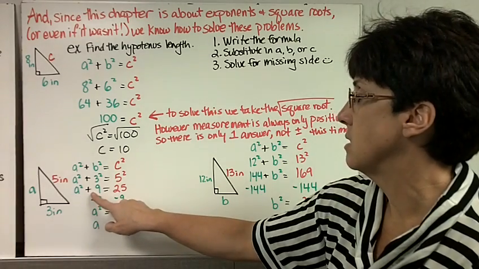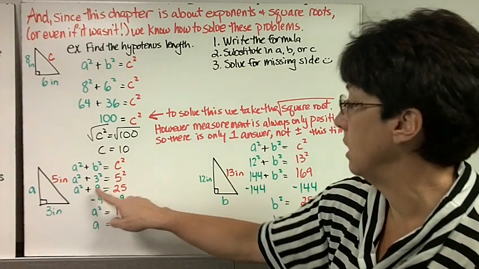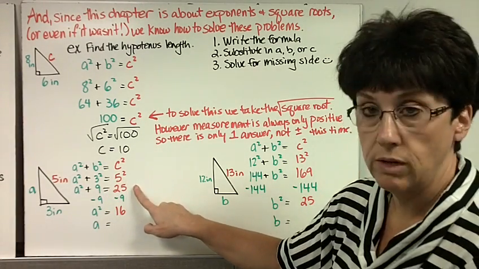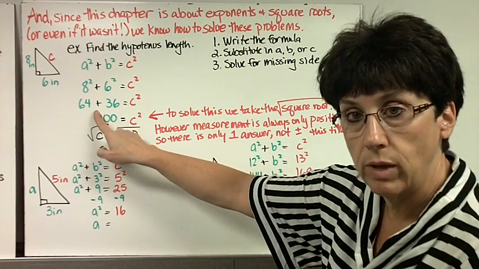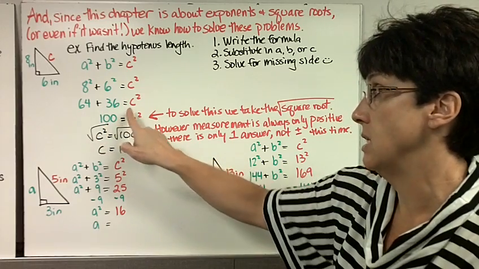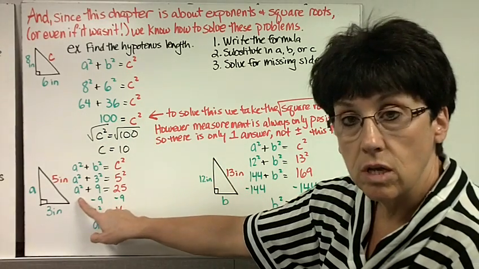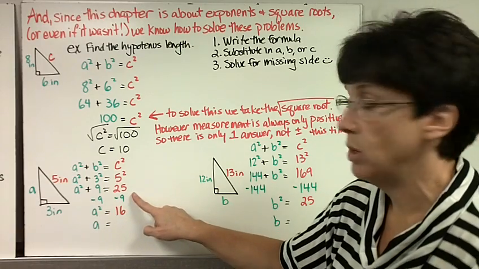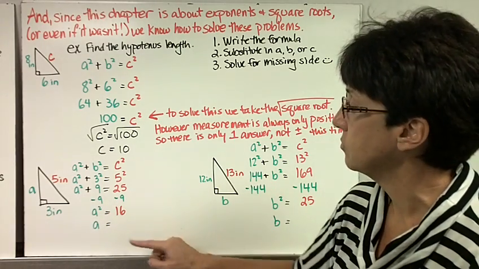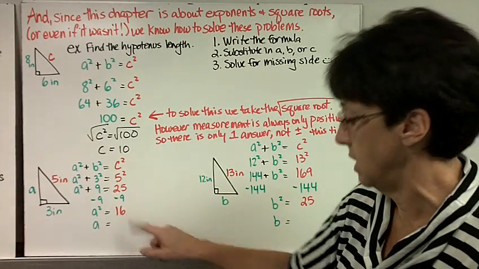A squared plus 3 times 3 is 9 equals 5 times 5 is 25. Now before, when we did this problem, since we had A and B, all we had to do was add them together and then take the square root. But here, our variable isn't isolated, so we have to subtract 9 from both sides. So A squared equals 16.